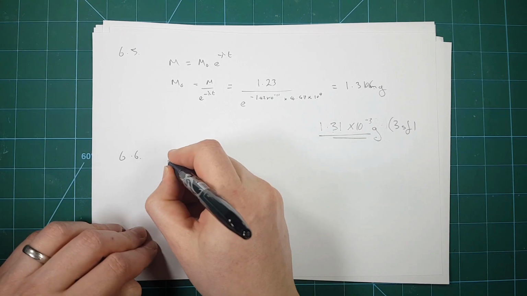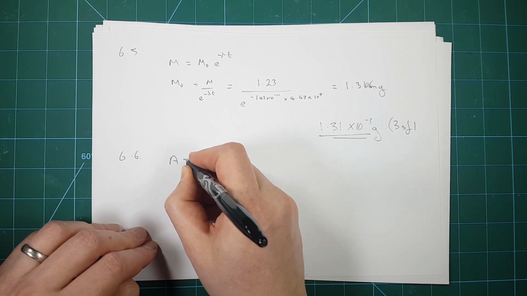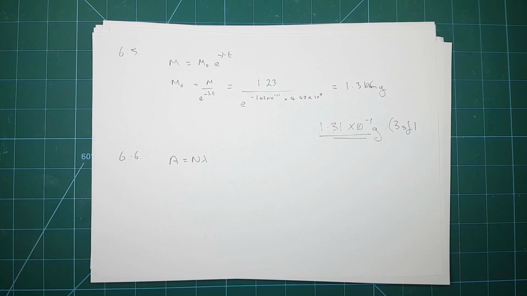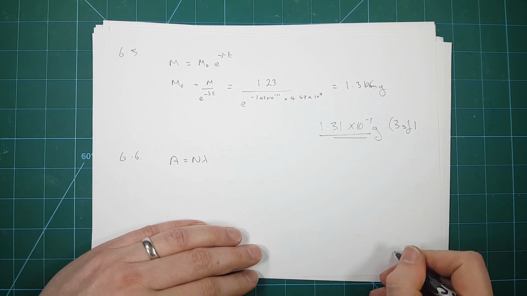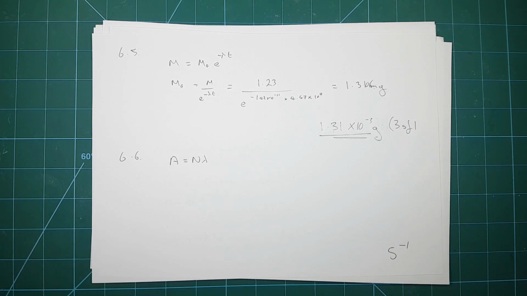In this question, we're going to use the result that the activity is equal to n lambda. Now the units that we're going to want at the end are seconds to the minus 1, which is the same as a becquerel, counts per second.